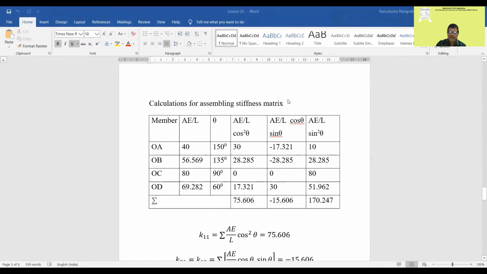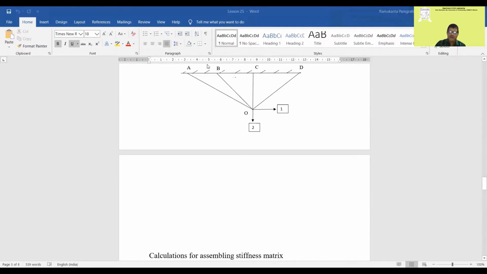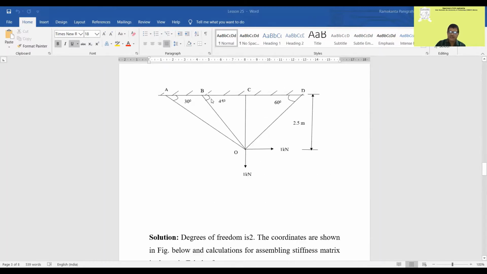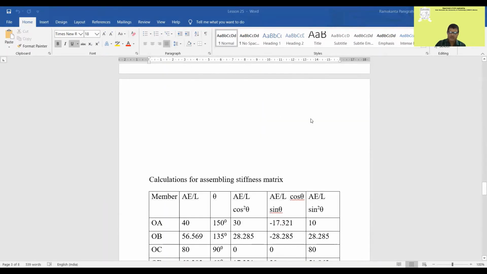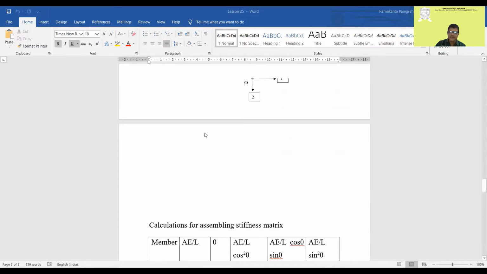Before going to that, some member properties have been written here, so that it will be easy to find the stiffness matrix. Where the members meet are OA, OB, OC, and OD. Angles are 30 degree, 45 degree, 90 degree, and 60 degree. Now you write the members OA, OB, OC, OD. What is AE by L of each member?